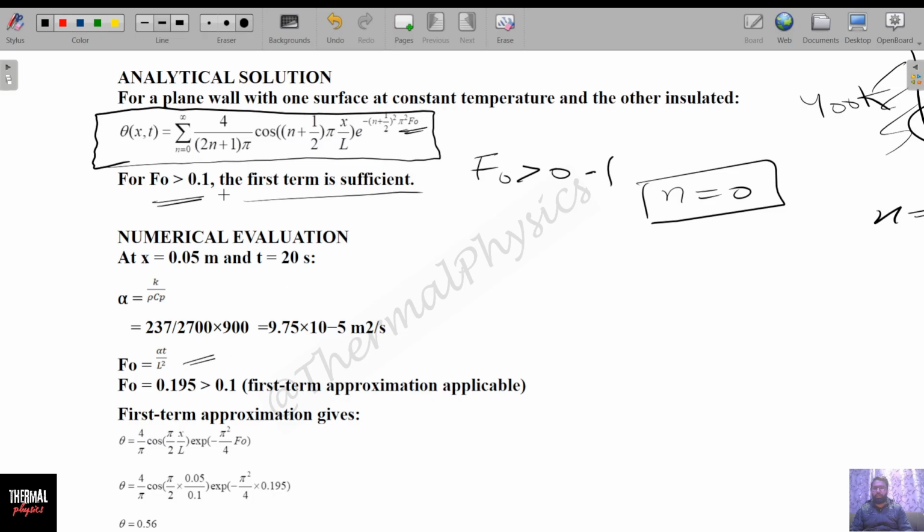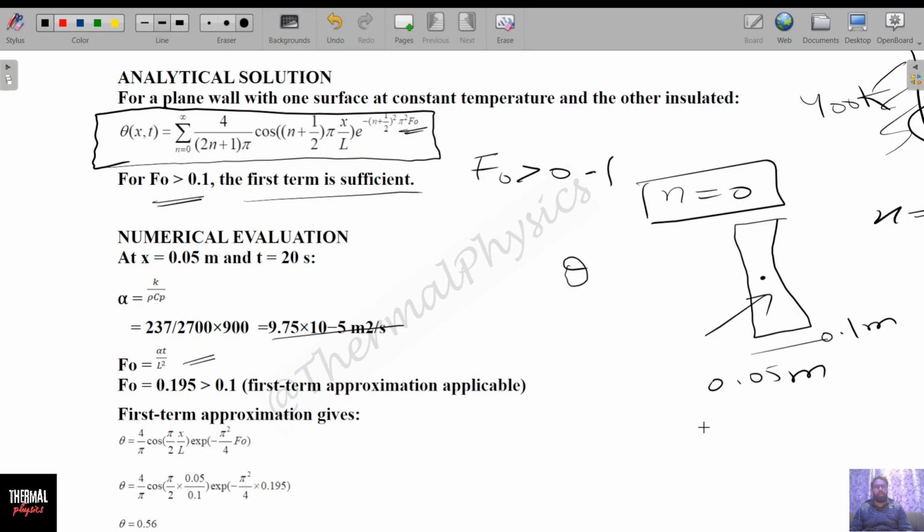So we use alpha that we calculated here, which is 9.75 × 10^-5, and then we have time. Let us say we want to find the temperature at the mid location. This is our wall, where we want to find the temperature at the mid location. The entire length is 0.1 meter, so we need to find it at 0.05 meter, and since it is a transient problem, we need to find the temperature at x equal to this position and at time equal to 20 seconds. After 20 seconds we will find the temperature.